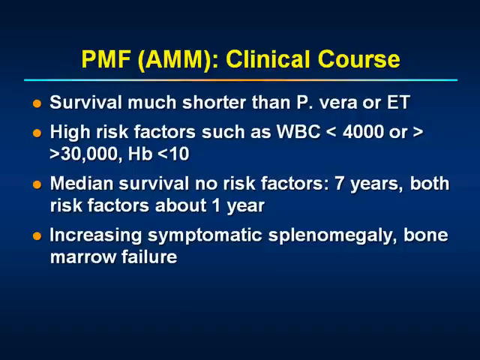AMM is simply the presentation with myelofibrosis. There are high risk factors of high white counts and low hemoglobins, and the median survival with no risk factors is 7 years, and with both risk factors about a year. Symptomatic splenomegaly and bone marrow failure are common, and what's called extramedullary hematopoiesis, so a lot of the marrow is actually functioning in spleen and liver and even in lung, which can be a problem.